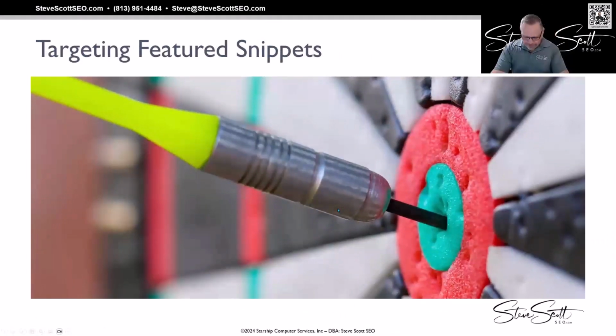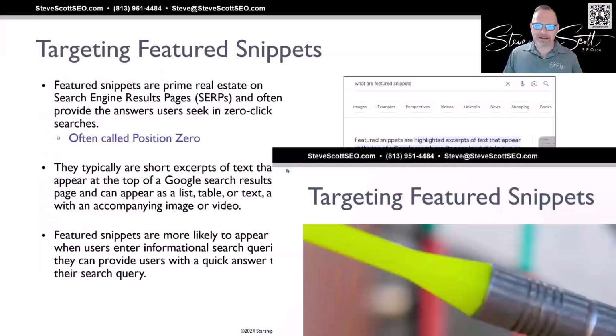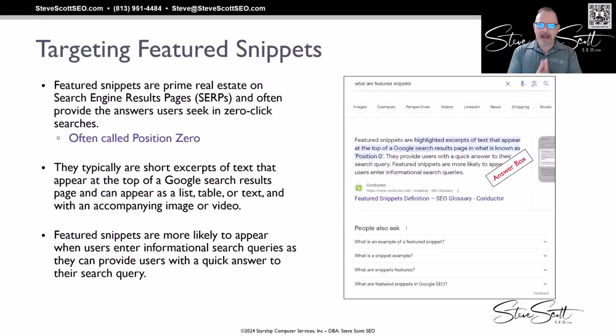So let's talk first about targeting some of these featured snippets, these things at the top. Featured snippets are that prime real estate on the search engine results page, often providing the answer users seek in those zero-click searches. And we often call this position zero. That's this thing up here. You sometimes call it an answer box as well, but it's a featured snippet.